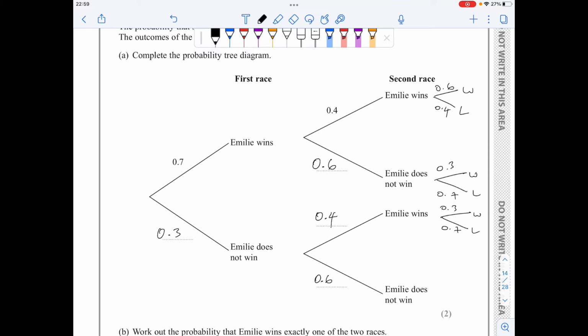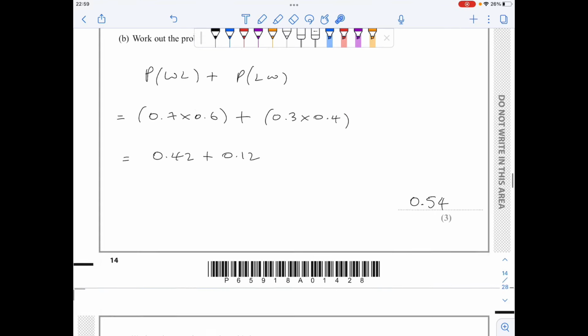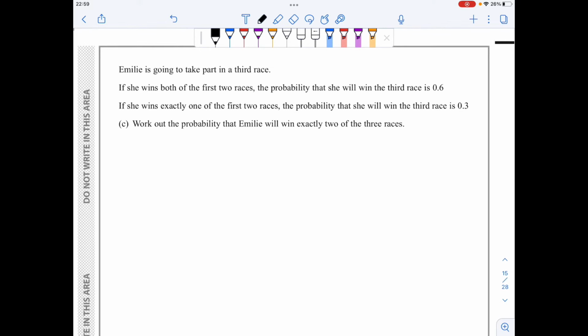And if I want to have exactly 2 of the 3 races won, this is win, win and lose, or win, not win and win, or not win, win and win. And then after multiplying, I have to add. So let's go to part C. Probability win, win, lose plus probability win, lose, win plus the probability of lose, win, win.